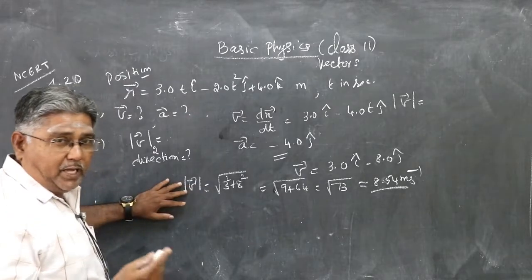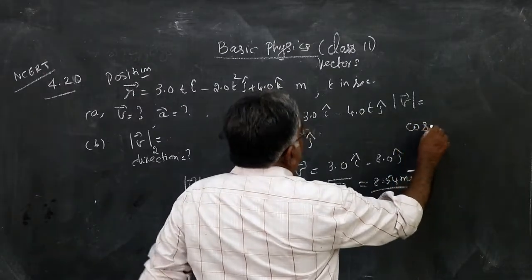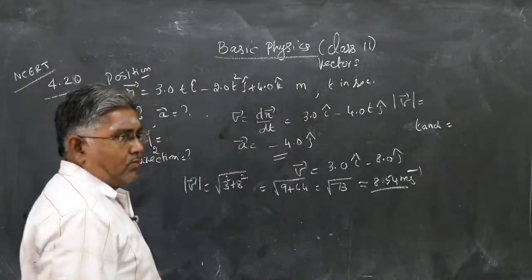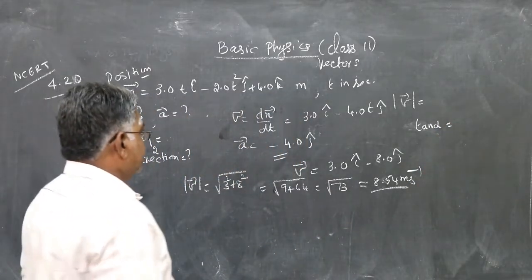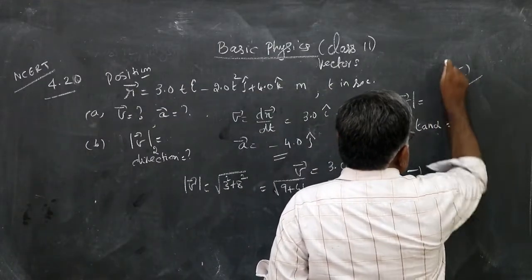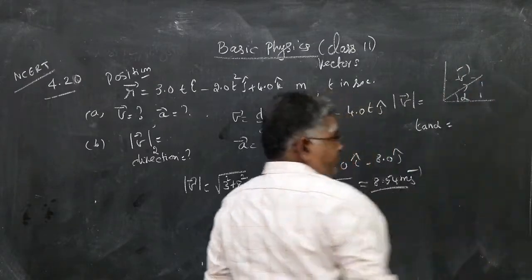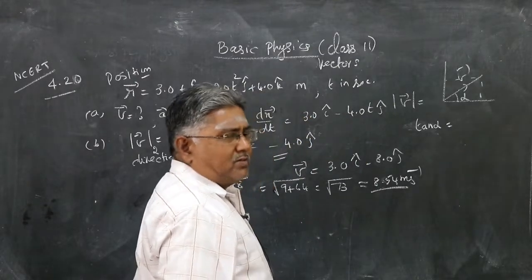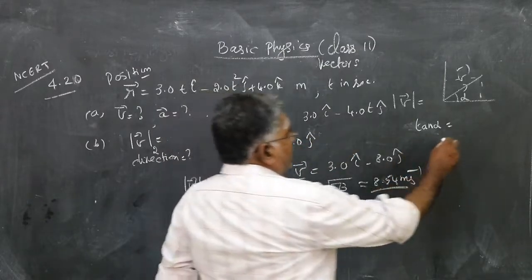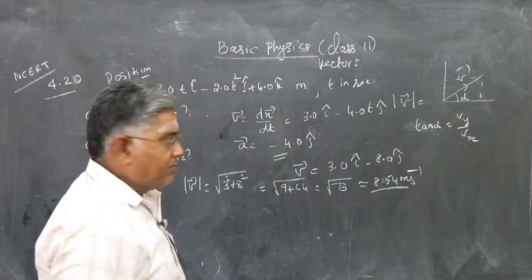Angle, you can say what angle it makes with either x-axis or y-axis. Let's say we will do it for x-axis. You know that tan alpha is y by x. That is easy. Suppose if it is v vector, tan alpha will be vy by vx actually. So tan alpha is vy by vx, that is y component of the velocity divided by x component of the velocity.